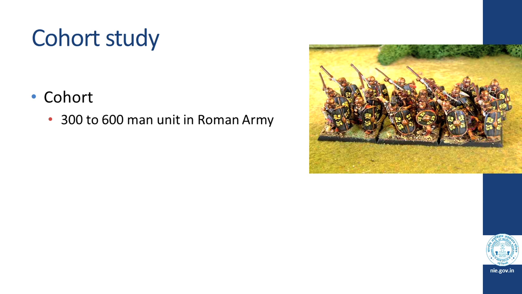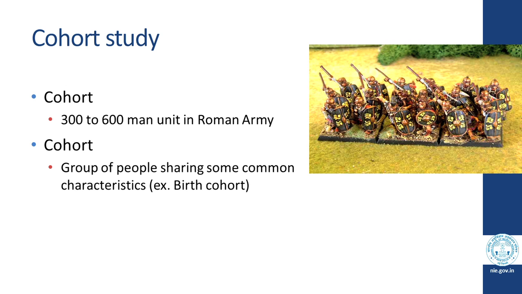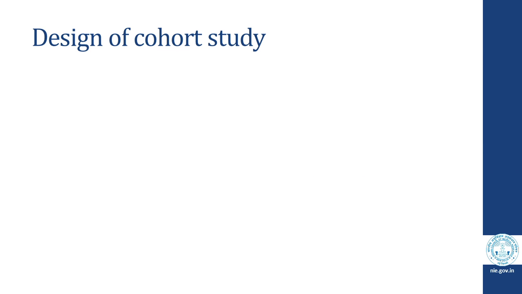The word cohort has military roots rather than medical roots. In Roman army, a 300 to 600 man unit was called a cohort, whereas in epidemiology, the word cohort is a group of individuals sharing some common characteristic. One such example could be a birth cohort. All the children who are born today will form today's birth cohort. Let us see what the design of a cohort study is.